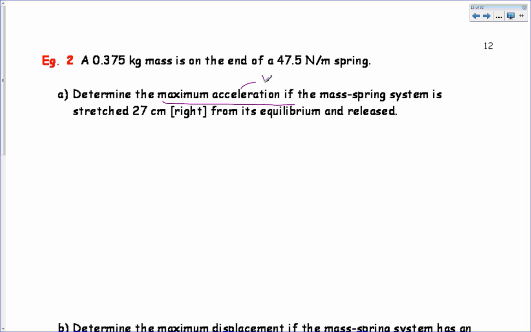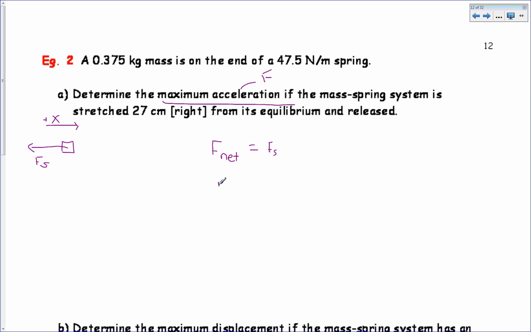released. Acceleration means we're dealing with forces. And so if we have pulled this to the right, okay, so the x is to the right, that means positive x, and that means that the restoring force is directed to the left. The restoring force goes that way. So we have F net equals Fs.